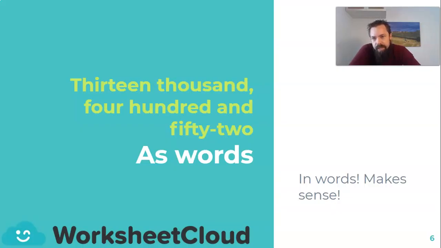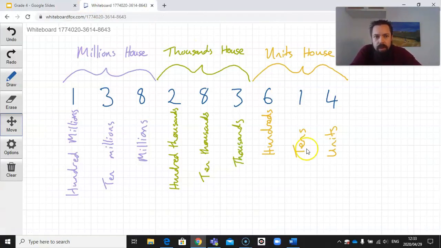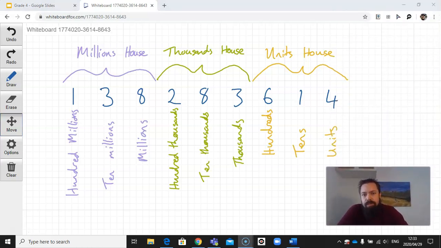The next thing to look at is numbers in words. So this is that same number, 13,452, but this time written in words. Don't know how you could get that wrong, but it makes sense that when you say to write a number in words, you're writing it in language, in words. I'm not going to go to the next slide because I suspect we're not going to get there yet. I'm going to jump across to the whiteboard and have a look at what we've got over here.